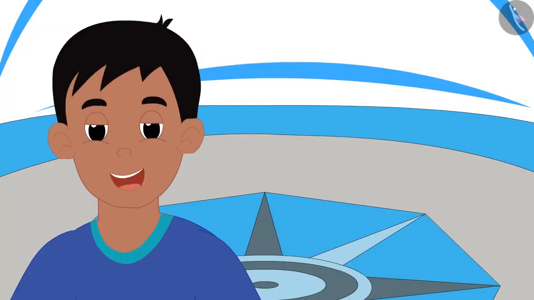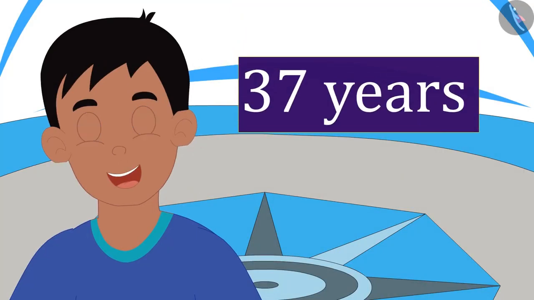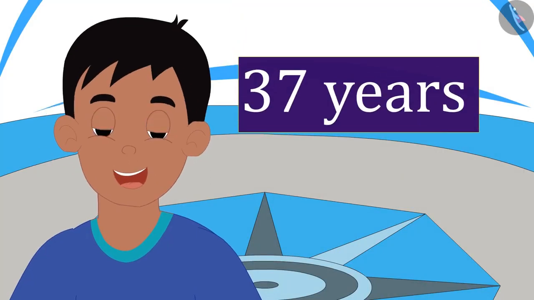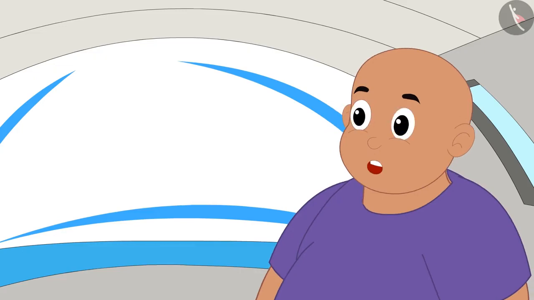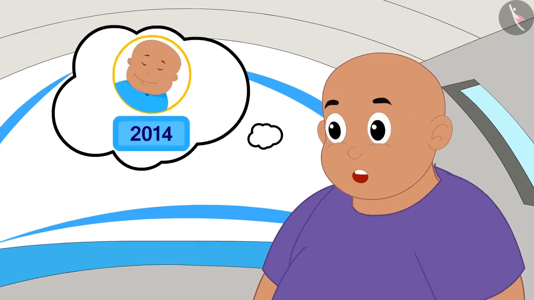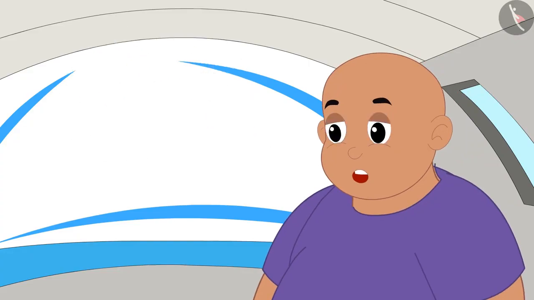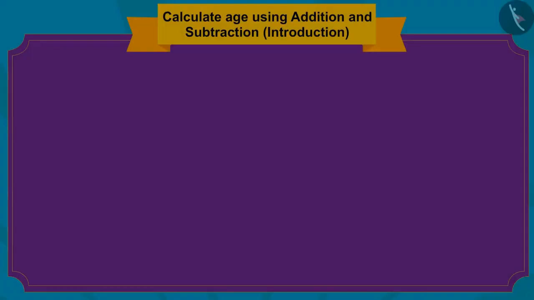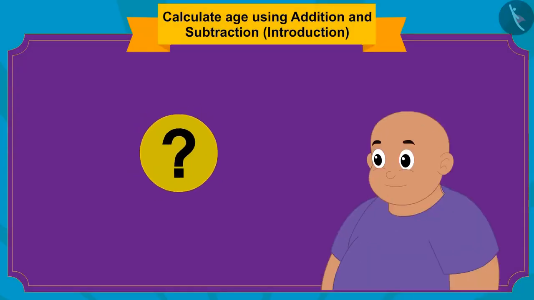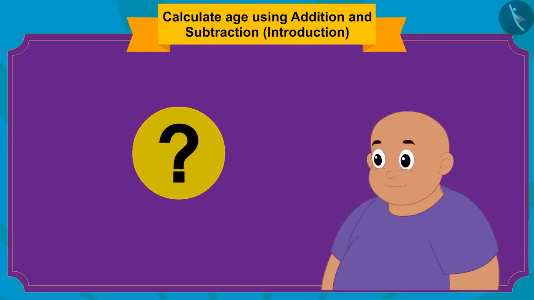Raju became very excited knowing that he's now 37 years old. Now, Bablu is thinking that he was born in 2014. So, in which year will he be 37 years old? Children, do you know how we can find the answer to this question?